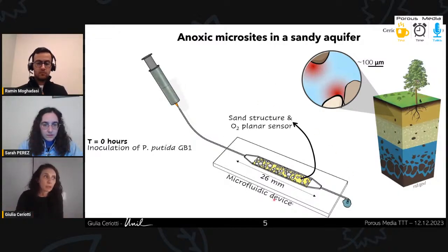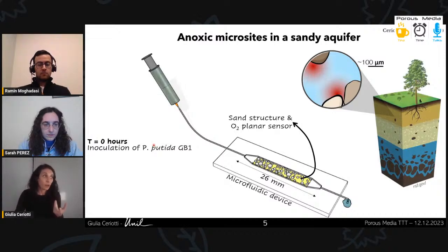So we designed a microfluidics device that is replicating the structure of sand, and we integrated it with an oxygen planar sensor. You see this chip is 26 millimeters long, so it fits perfectly on a glass slide for the microscope, and it can be attached to a syringe and a syringe pump that is setting up the pore water flow into my system. So before starting the flow, I inoculated the chip with an aerobic strain called Pseudomonas putida GB1.